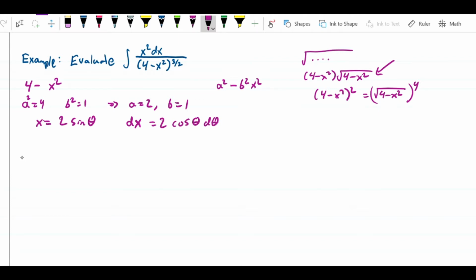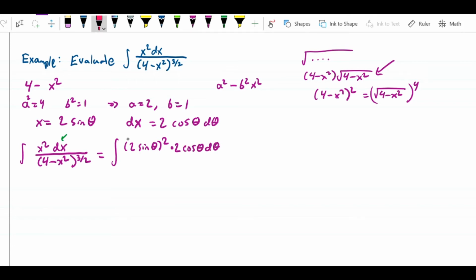So that gives us that the integral of x squared dx over 4 minus x squared to the 3/2 is equal to the integral of x. If x is 2 sine theta, then we have 2 sine theta squared. You cannot forget about this dx here. You can't just ignore it. It's part of the integral and we need to deal with it in some way. We know that dx equals 2 cosine theta d theta, so I'm going to multiply by 2 cosine theta d theta. Just to be clear, this term is x squared and this term is dx. That's where they fit into the original integral.